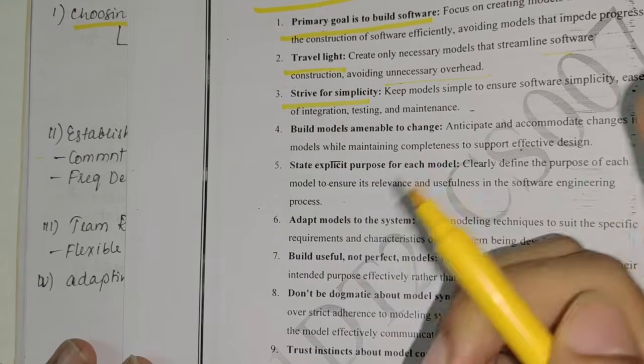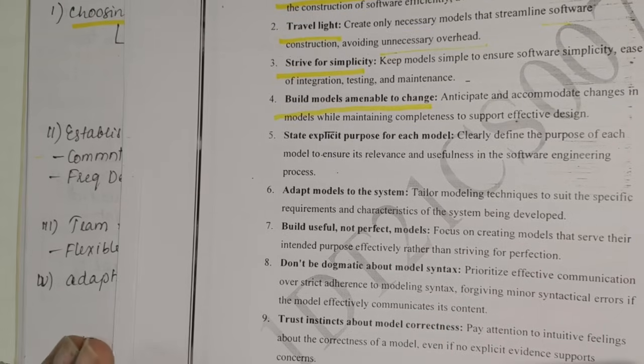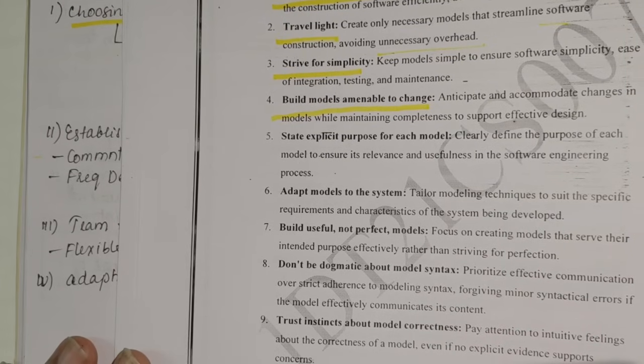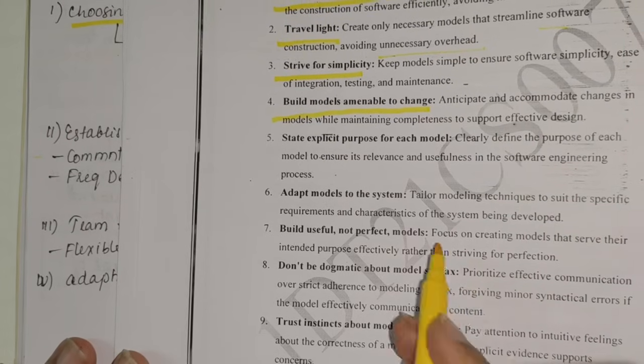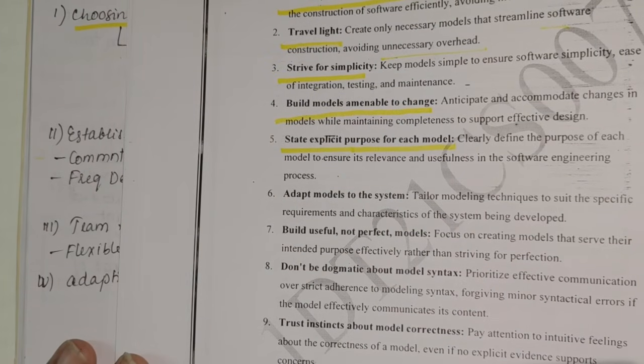We should strive for simplicity, that our software should be simple. Build models amenable to change. We should build models in such a way that when the stakeholder tells us to change something, we should be able to change it. Then state explicit purpose for each model. We should define what is the usefulness of that particular model.